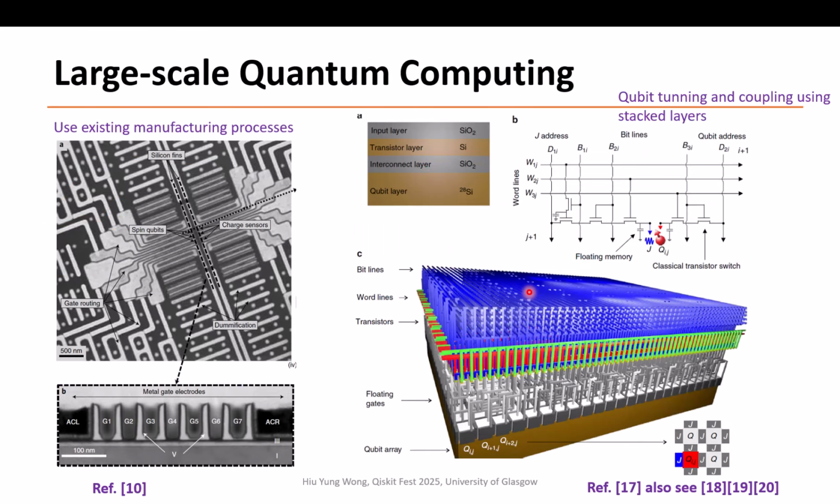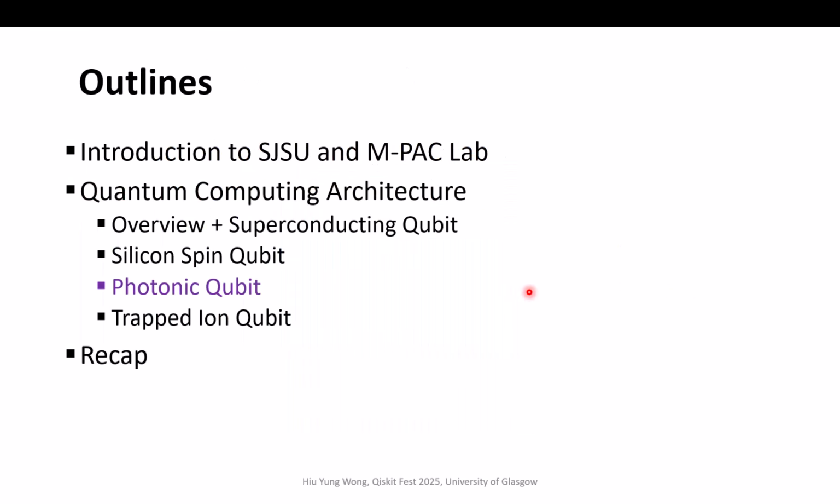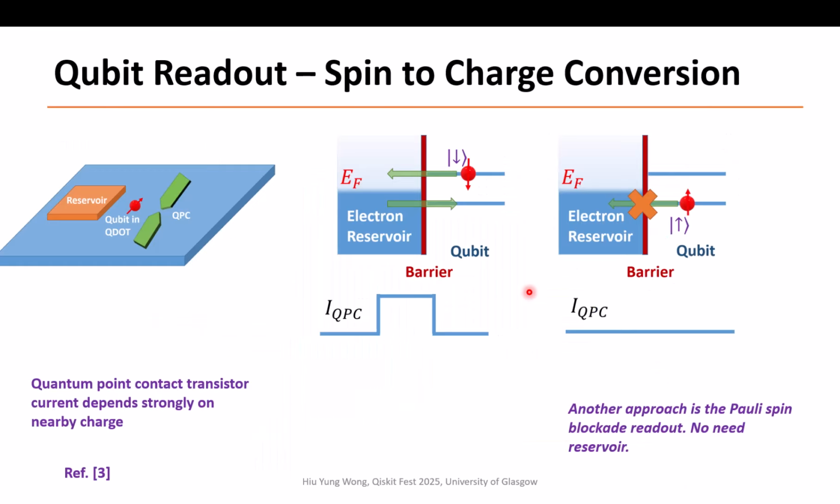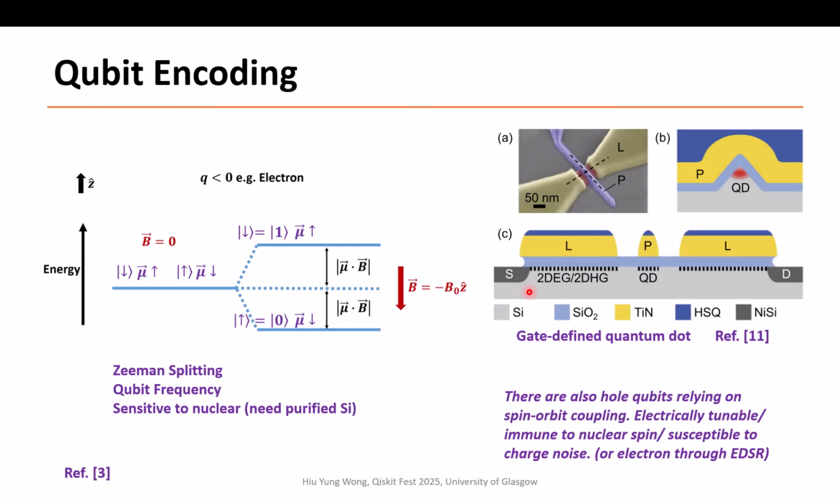Okay, I'm going to skip large-scale integration, but again, I want to emphasize, we have 2 levels, not 2 qubits. We use the spin of the electron or hole under an external magnetic field. We split it into 2 levels.